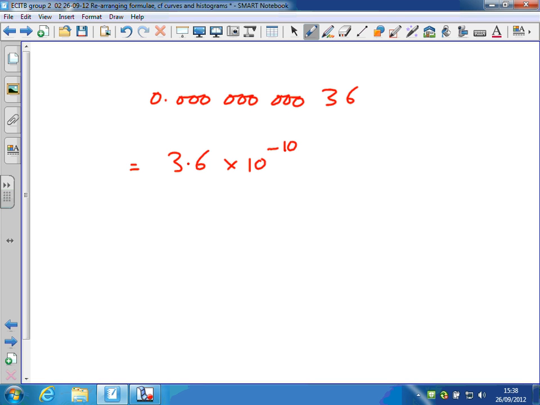That means I'm going to the left 10 times to get it to where it should be. Okay, Gavin? And that's in standard form because it's not a multiple of 3.